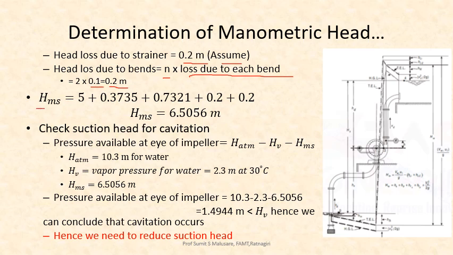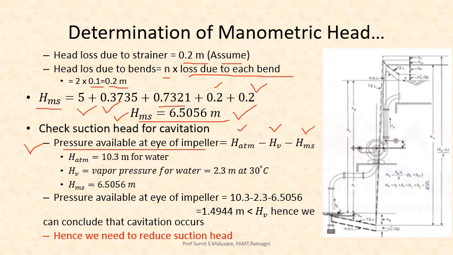Now HM for the suction side I have calculated as 5 plus 0.3735 plus 0.0732 plus 0.2 plus 0.2. That comes out to be 6.5056 meters. Now we have to check, for that much manometric suction head, whether cavitation occurs or not. For that, as far as the practical procedure is concerned, the pressure available at the eye of the impeller is equal to H atmosphere minus the vapor pressure head of the liquid minus the manometric pressure head at the suction side.